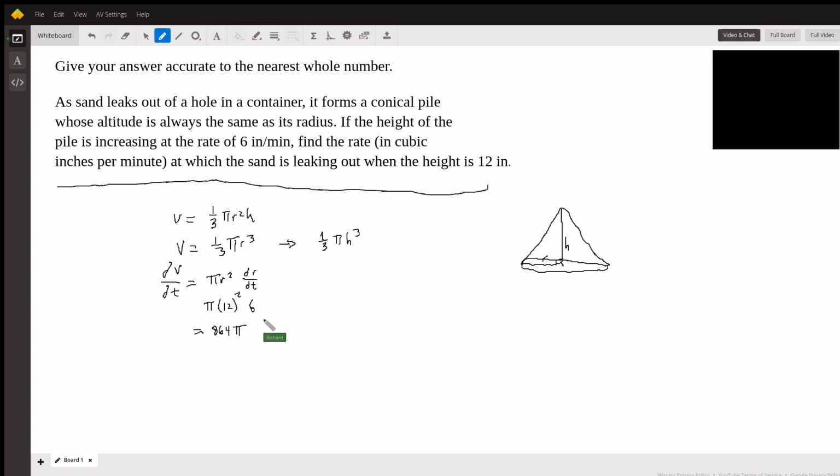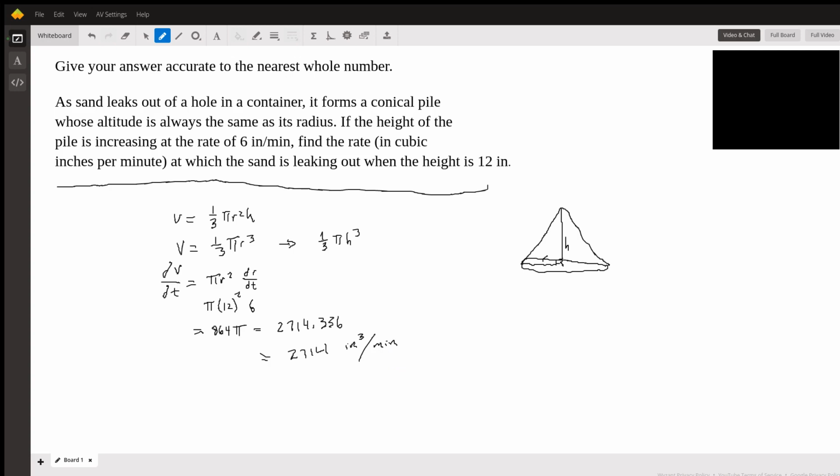Normally that would be the answer, but they actually want a decimal answer because of the rounding instructions. So that tells me I have to multiply that by pi on my calculator, and that gives me 2714.336. So they want that rounded to the nearest whole number, 2714. And this would be cubic inches per minute.